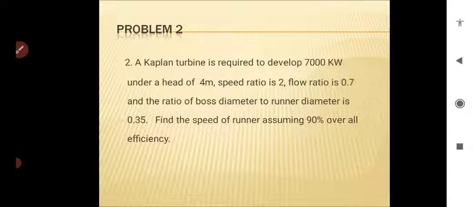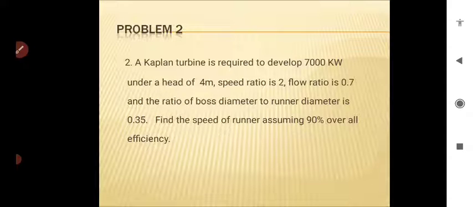I am repeating once again. A Kaplan turbine is required to develop 7000 kilowatt under a head of 4 meter. Speed ratio is 2, flow ratio is 0.7 and the ratio of boss diameter to runner diameter is 0.35. Find the speed of runner assuming 90 percentage overall efficiency, right? We will solve this problem.